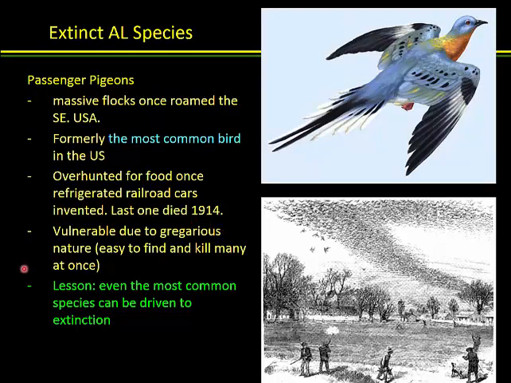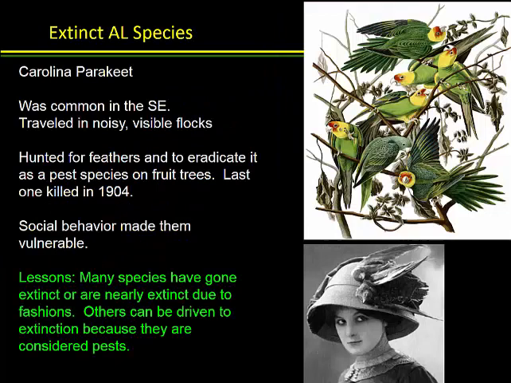Those made it very vulnerable. Because it was very tasty, it put a target on its back, and because it was gregarious, it made it easy for us to wipe out a lot of them all at once.